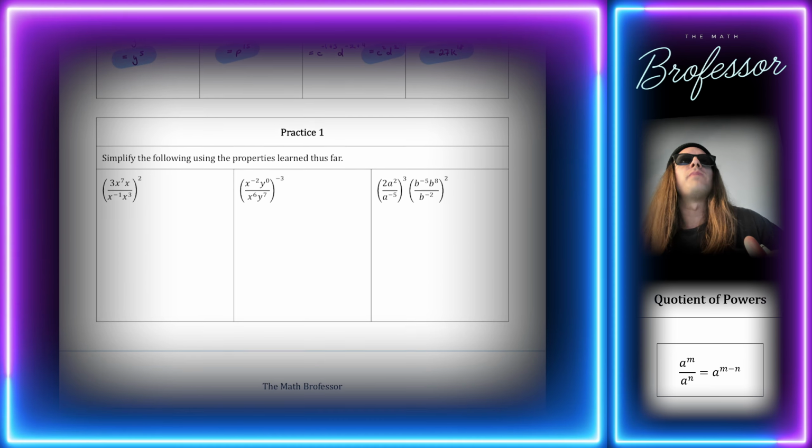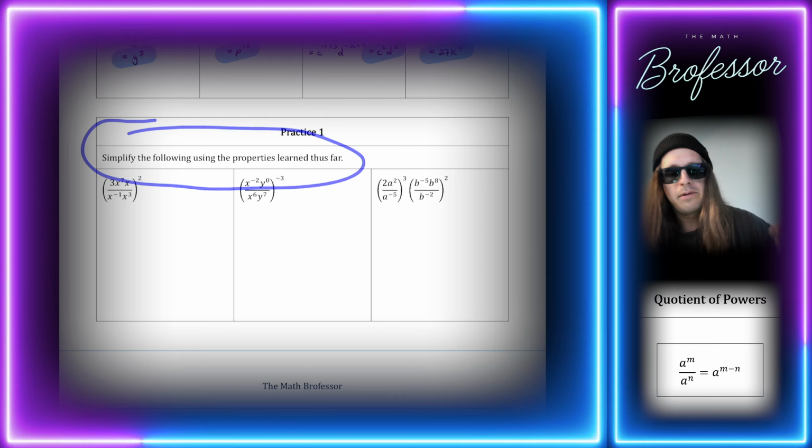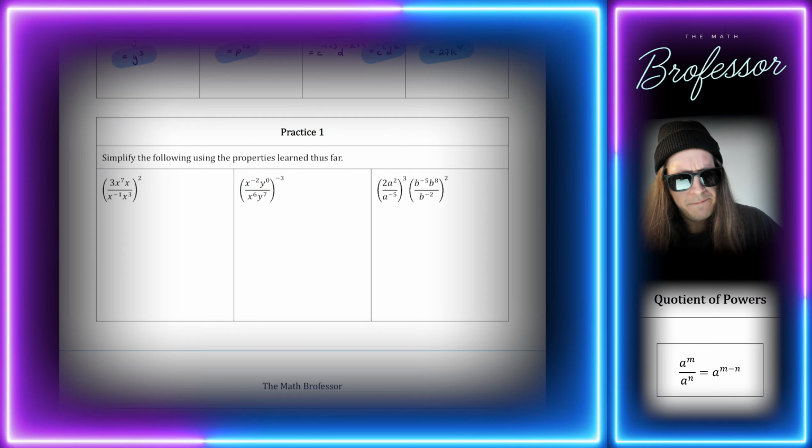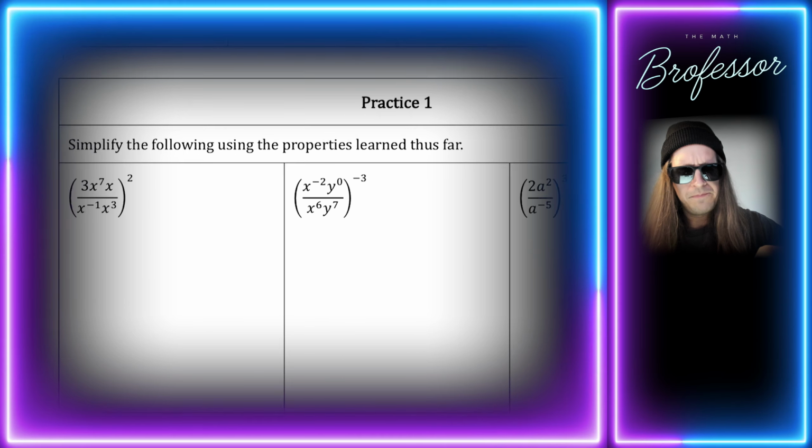Okay, so I have this box right here labeled Practice 1, and it says simplify the following using the properties learned thus far. Meaning, these can be done with what you've learned. You have the zeroth power, you have product of powers, you have power of a power, quotient of powers. You have five of them. So let's see here.